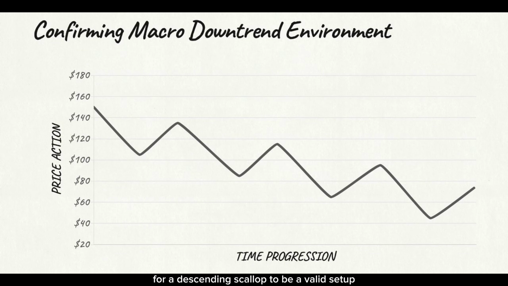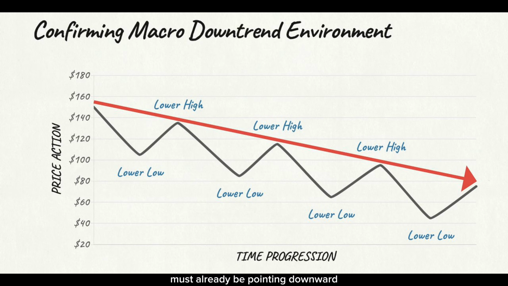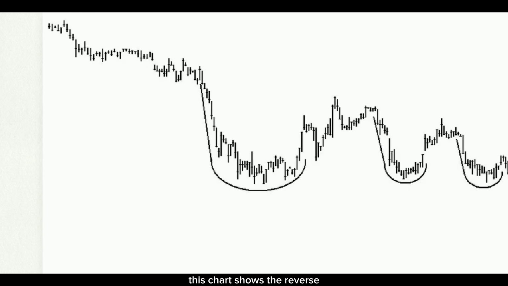For a descending scallop to be a valid setup, the overarching price trend leading into the pattern must already be pointing downward. This chart shows the reverse J anatomy of the descending scallop. We look for three coordinates: a high starting peak on the left at point A, a rounded bowl finding a low at point C, and a lower right lip at point B.